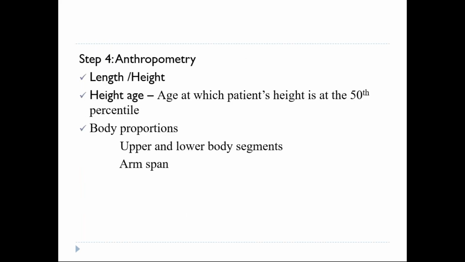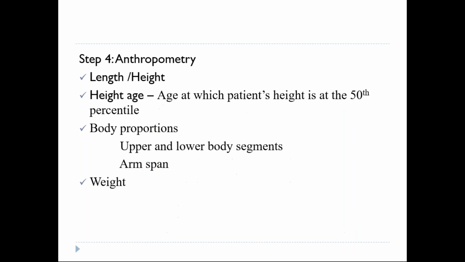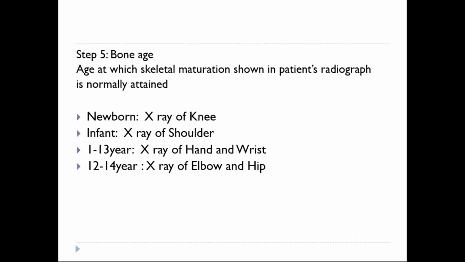So we did the length, the height, the body proportions, the arm span. Weight you can do for weight for height and BMI and all. I won't go into weight. Next is your bone age. This is another important concept. You all need to really concentrate on these slides because bone age is a concept which everybody needs to know. Bone age is when we get the X-ray of the child, depending on what age he is, and see what age the bones show.